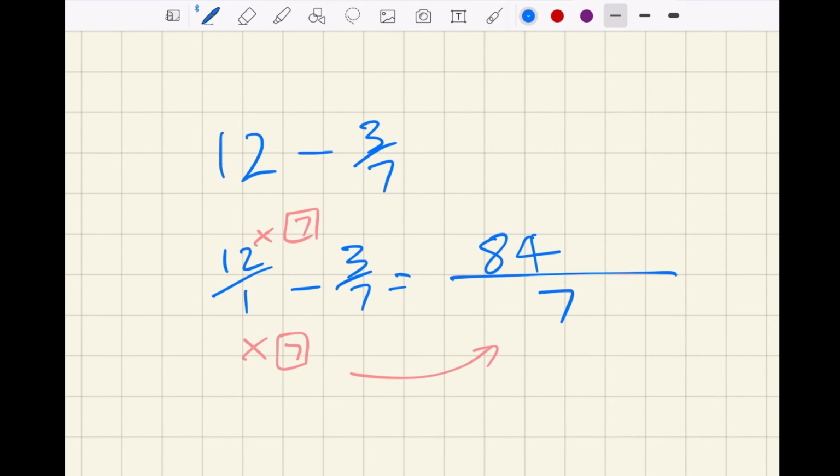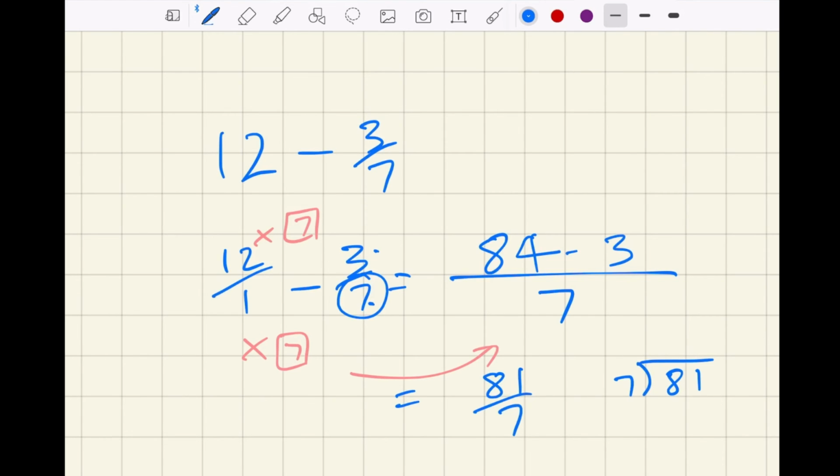Minus, well, this is the denominator. Okay, that's the one we've chosen. So that hasn't changed. So it's going to be 84 minus 3. So 84 minus 3 is 81 over 7. And you remember that this is kind of like a division question. It's 7 into 81. How many 7s go into 81? So we can just do it as a straight division.